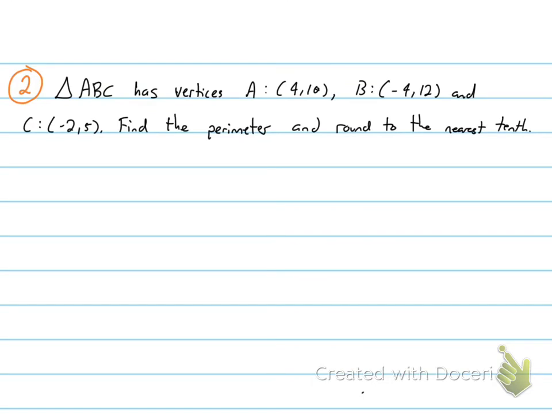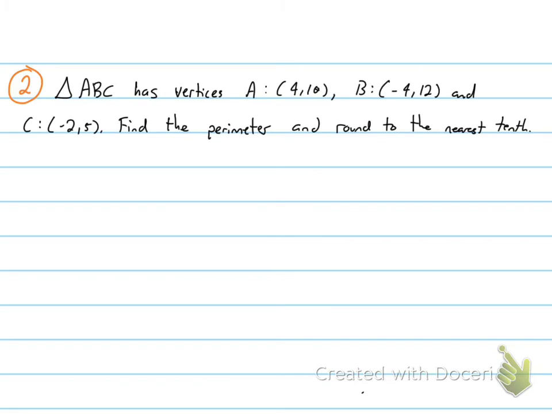Now let's look at one more problem. This one's going to be a little bit tedious. This is the last one that we'll do for this video. Triangle ABC has the following vertices. A is at (4, 10), B is at (-4, 12), and C is at (-2, ...). I want to find the perimeter of this triangle and round it to the nearest tenth.